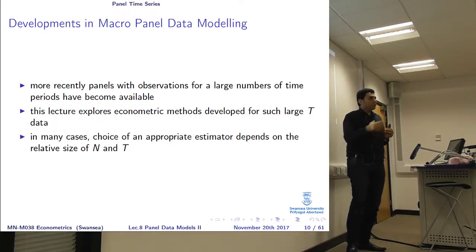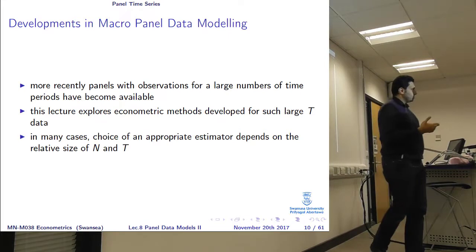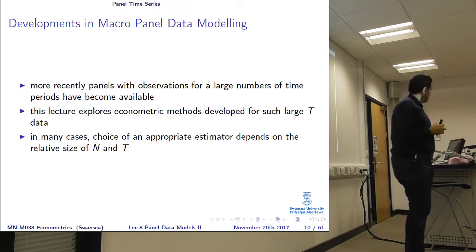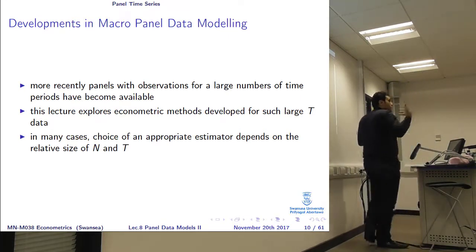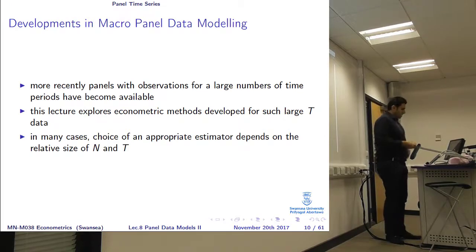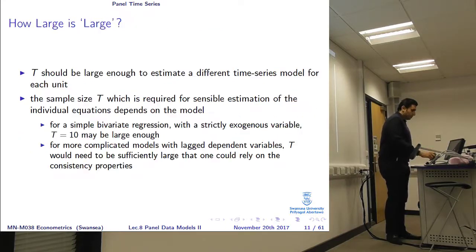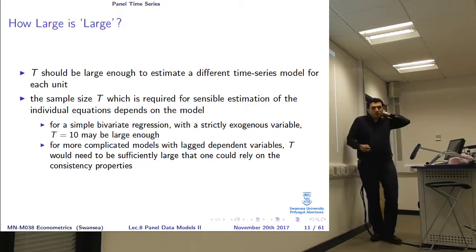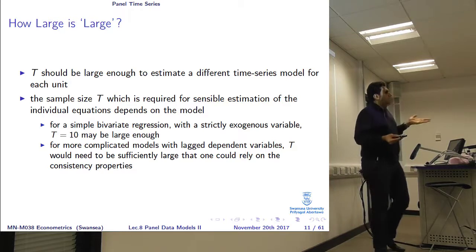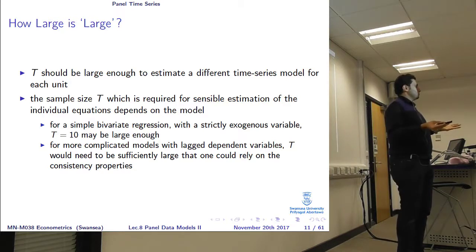That will guide you on which estimator is more suitable in each case. I always get this question from people, which sort of model I should follow. Again, look at your data, and that determines which estimator is more appropriate. But the question now is, I say large T, so how large is large? How large to be considered large?